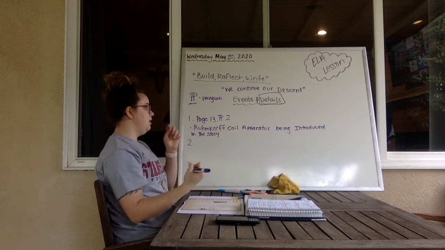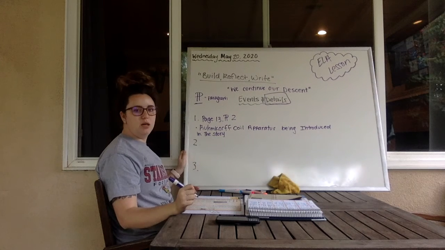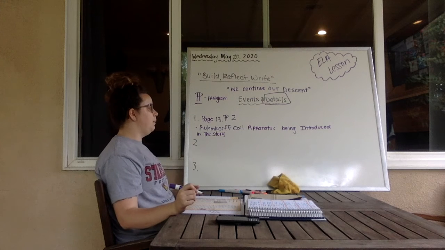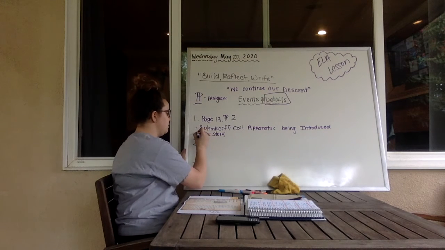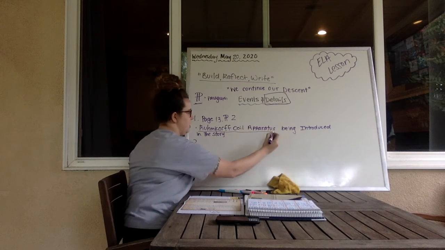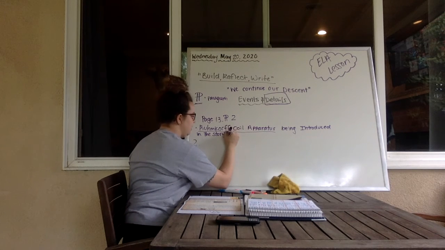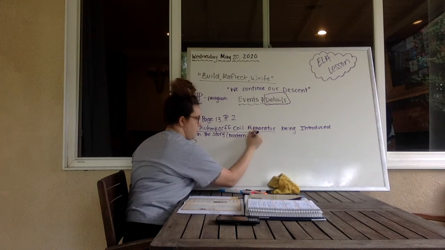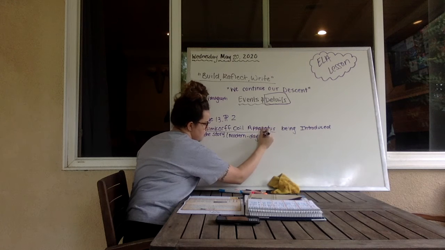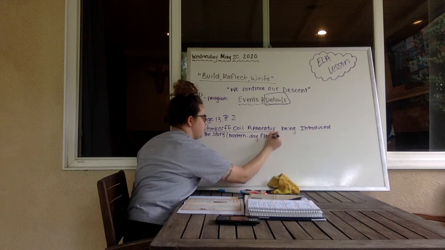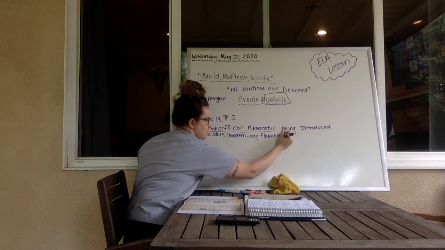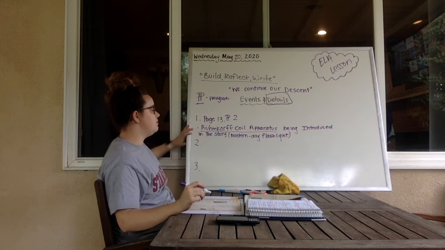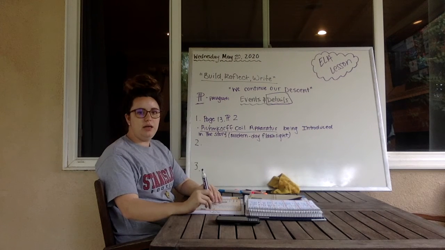Okay, so this is our first key detail that we're going to be discussing, when the Ruhmkorff coil apparatus is introduced in the story, and I'm going to underline this because this is kind of like our key detail. And next to it, I'm going to write in parentheses, modern day flashlight, end parentheses. So this is our first key detail that we're going to include in our activity.